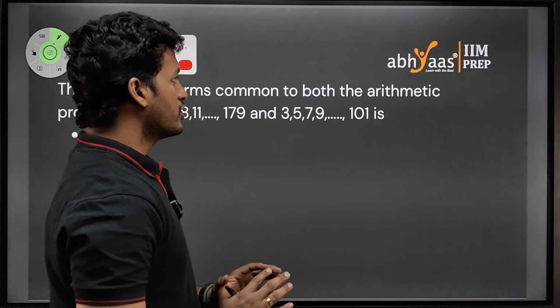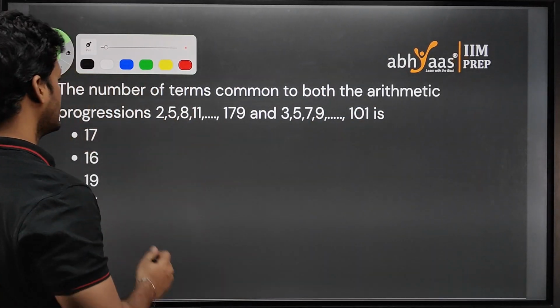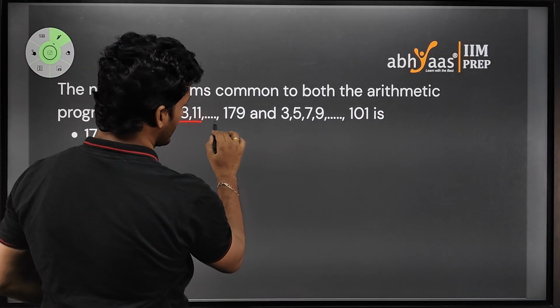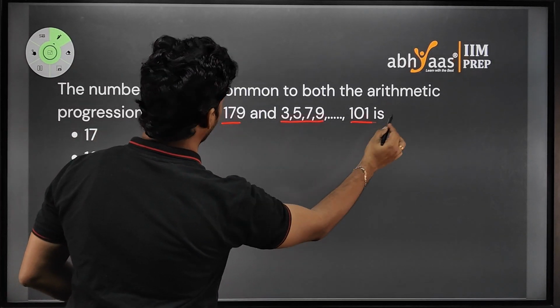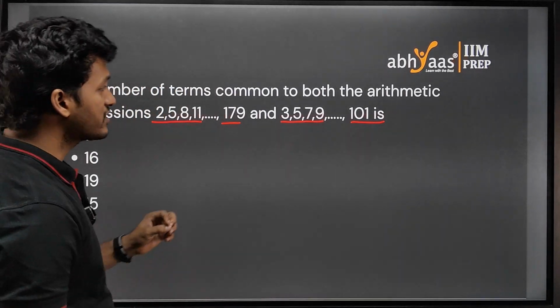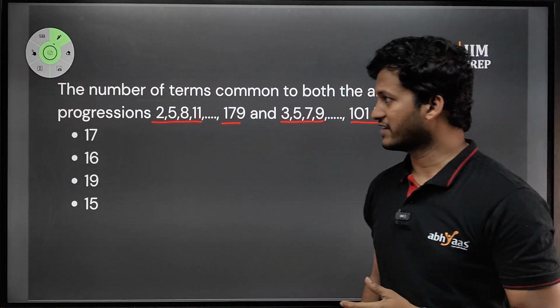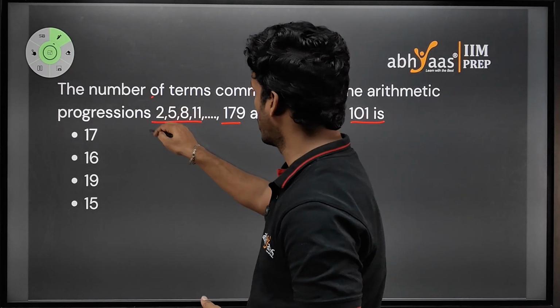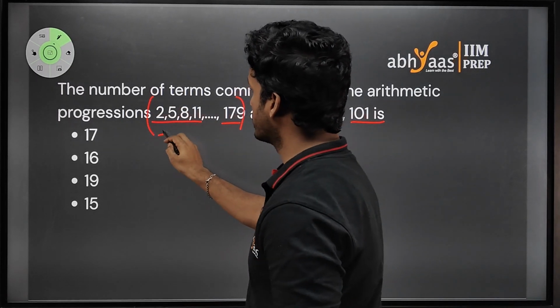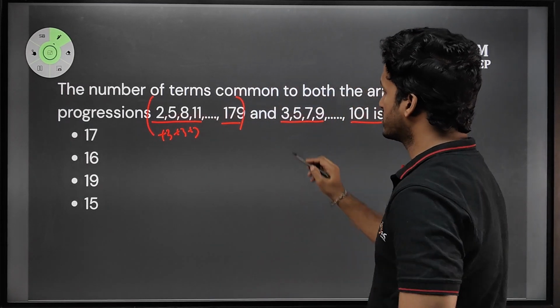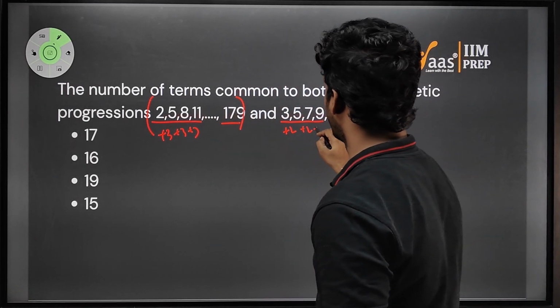The number of terms common to both arithmetic progressions, 2, 5, 8, 11 up till 179 and 3, 5, 7, 9 up till 101, is? So if you observe this carefully, what is the common difference for the first progression? It will be plus 3 and plus 3 and plus 3. Next, coming to this, it will be plus 2 and plus 2 and plus 2.